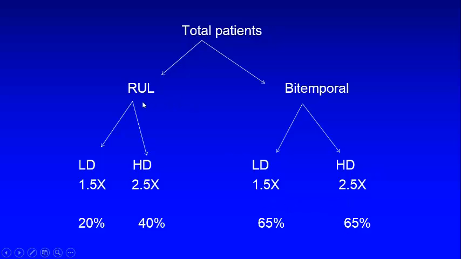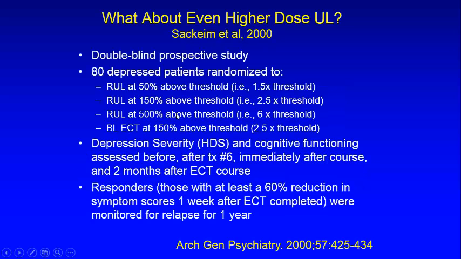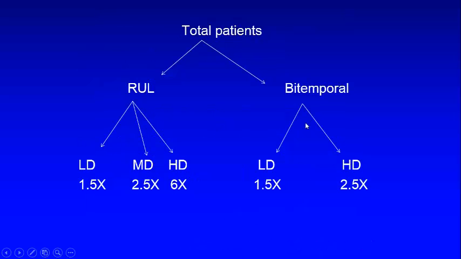And I asked in an earlier slide, what if we had 6 times threshold? So here's what it looks like now. So what did he find? Here you can see he took 80 patients. It was a prospective double-blinded study, and he compared 1.5 times threshold versus 2.5 times threshold versus 6 times threshold unilateral. Now he didn't want to have so many cell sizes that you get into type 2 error, that you don't find any difference between the groups because the numbers are too small.